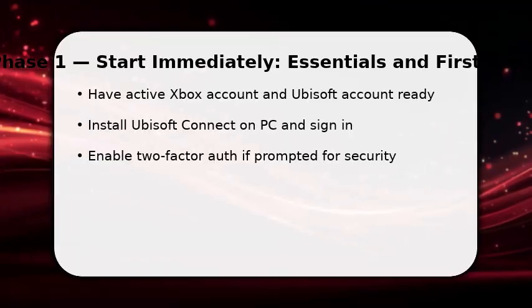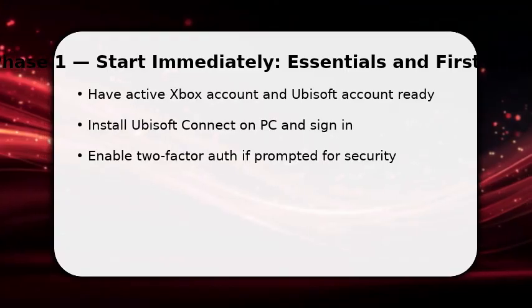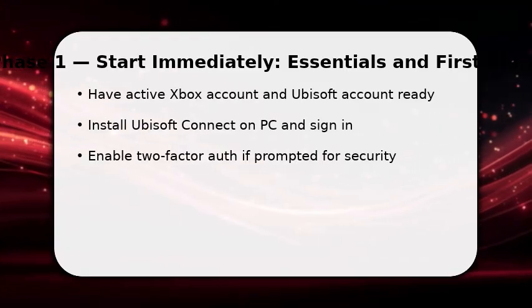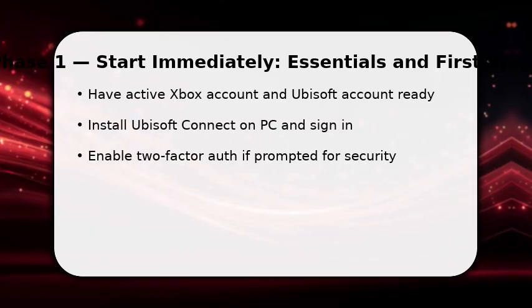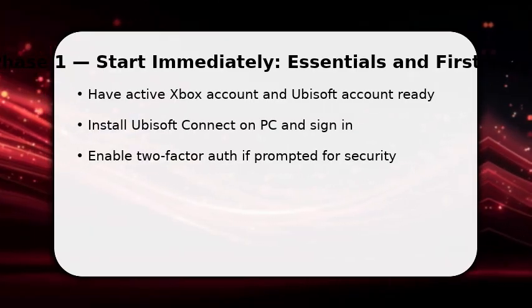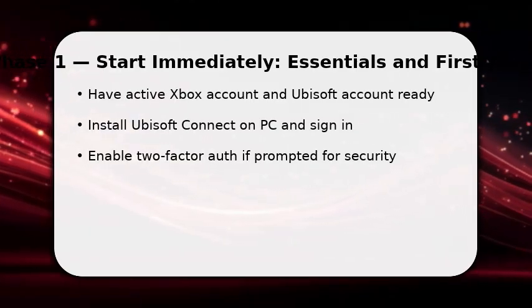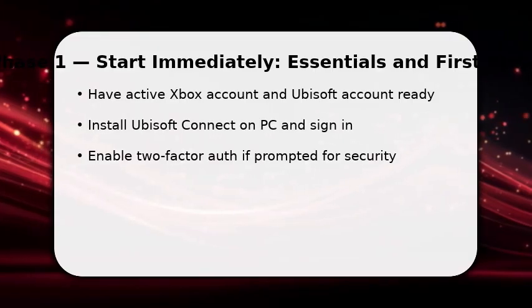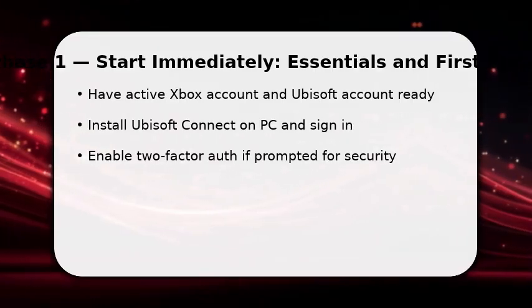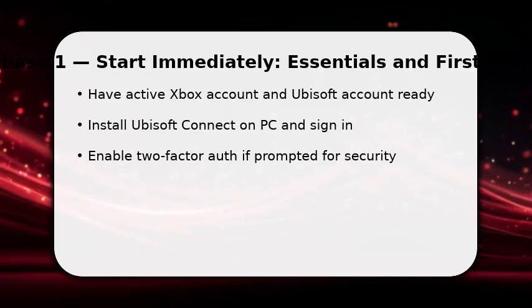You start by confirming both accounts exist, and you can sign into each. Open Ubisoft Connect on your PC and sign into your Ubisoft account. Make sure it's the one you use for games. Next, sign into the Xbox account on the Xbox app or on Xbox, so the link step recognizes it.